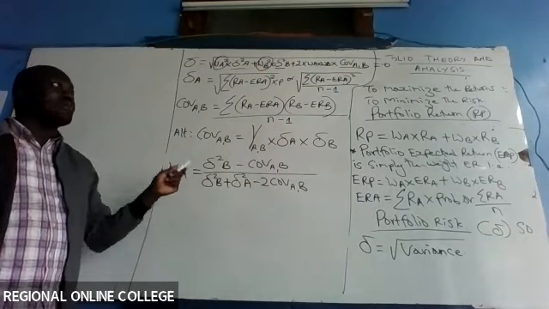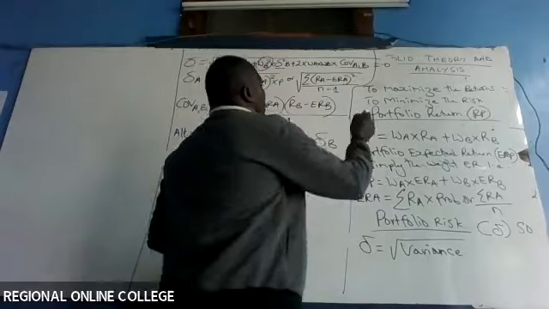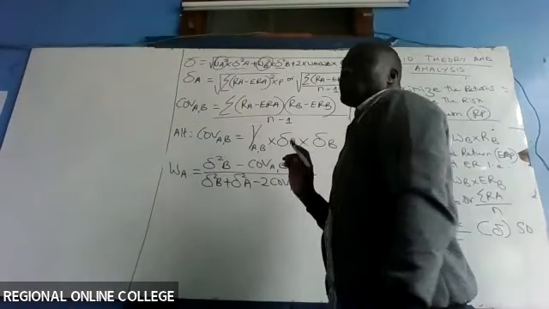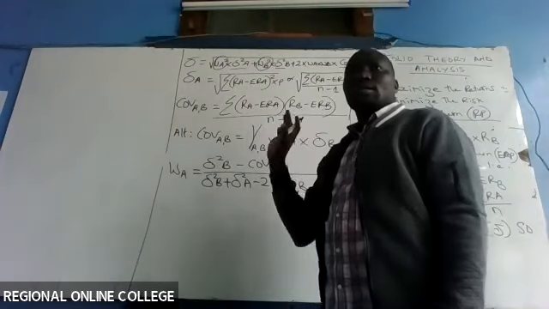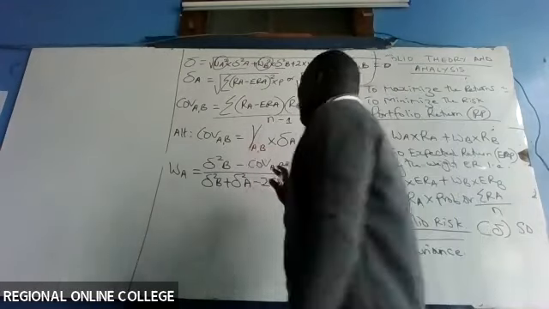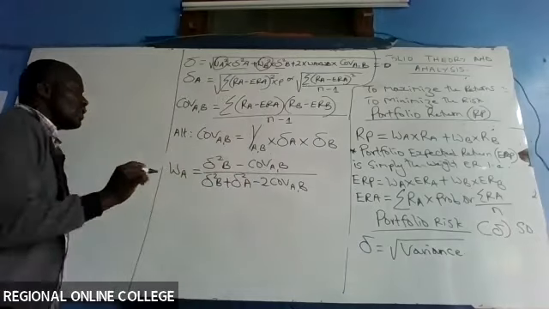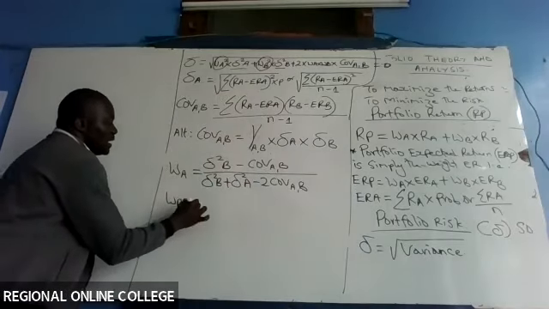Because we are asking ourselves, what should be the weight of A to ensure that the risk is minimized, while the standard deviation of the portfolio is zero? So that will give us the weight of A. And if that is the weight of A, what will be the weight of B?